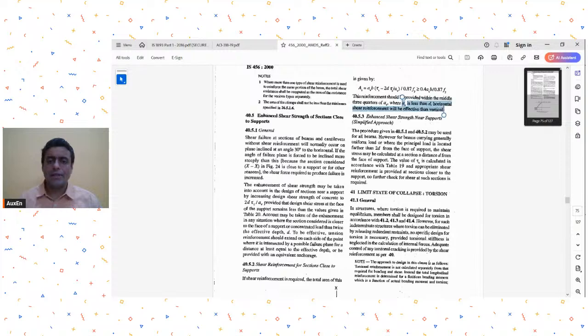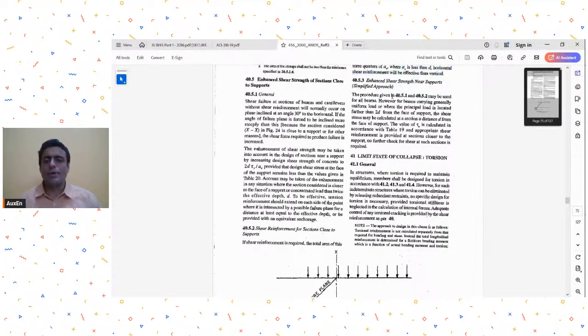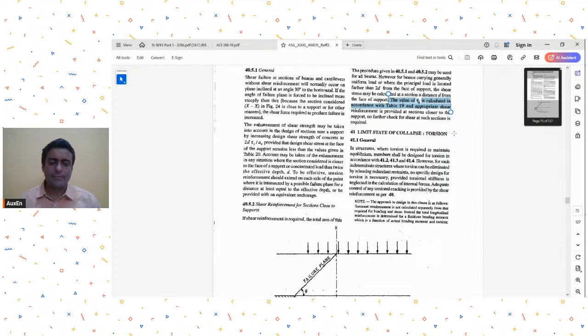If av is less than d, then instead of providing vertical reinforcement, you provide horizontal shear reinforcement. If you don't want to go into this, you go with the simplified approach, where you just check your shear at distance d from face of support, and then accordingly compare it with tau c from table 19. So you don't do any enhancement, but you check the shear at d distance from face of support. Is that clear? Okay, so this is the concept for shear enhancement.